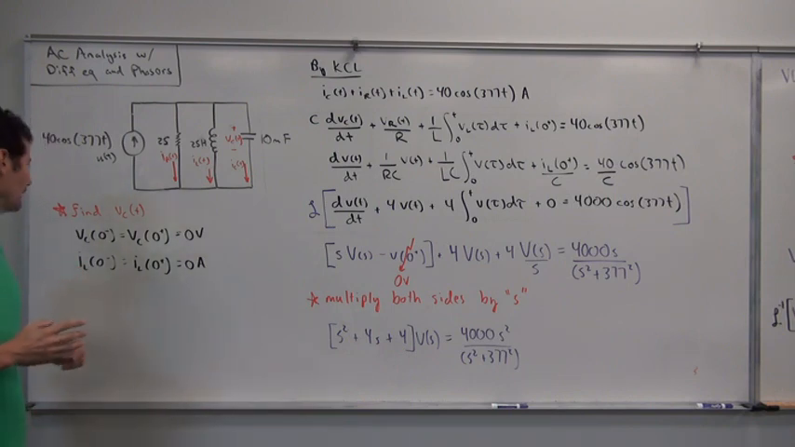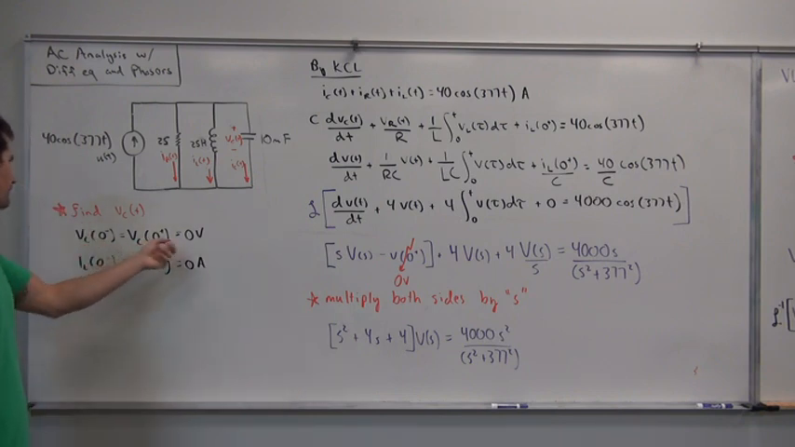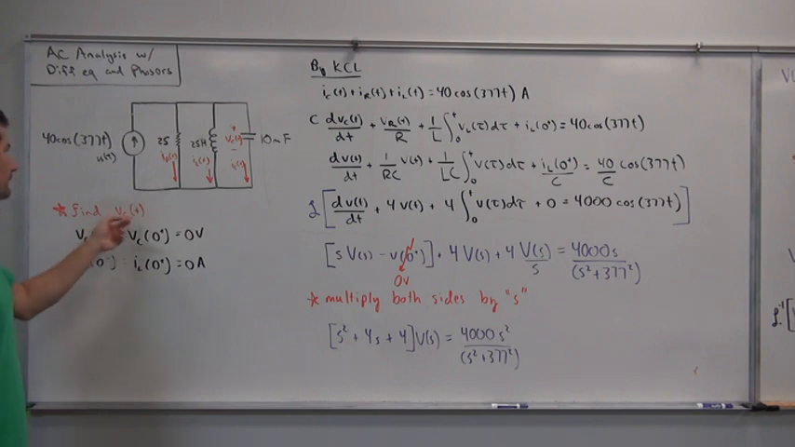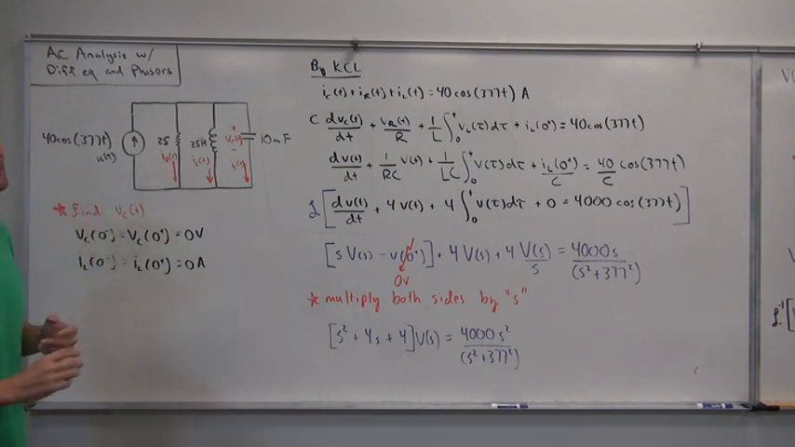So for this problem, I just went ahead and said that the initial conditions were 0. The capacitor voltage would be 0. The inductor current would be 0 as well. And here we're going to find VC of t. It's the easiest way to make a correlation between AC analysis with differential equations and phasor arithmetic.